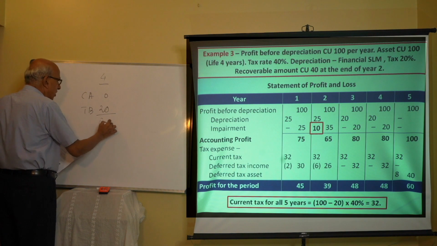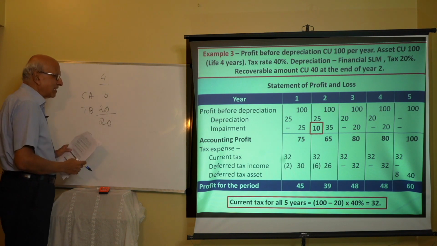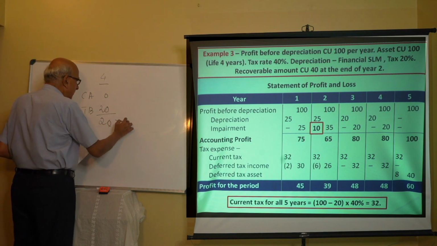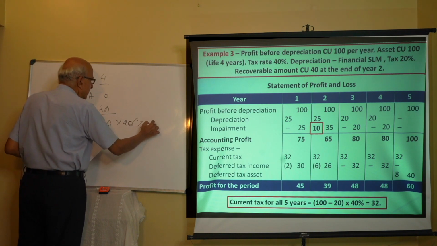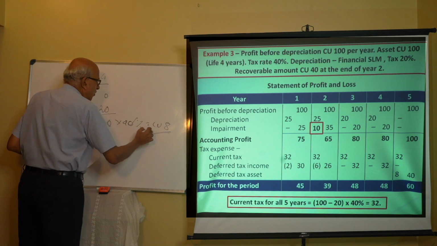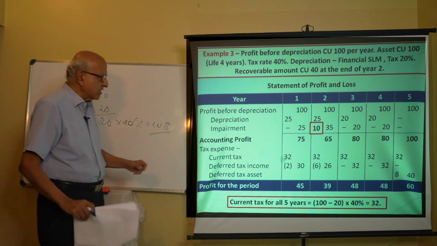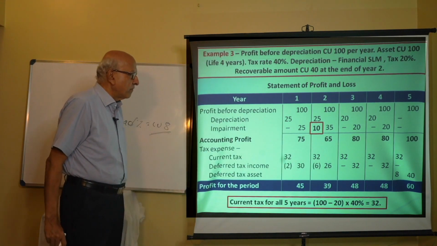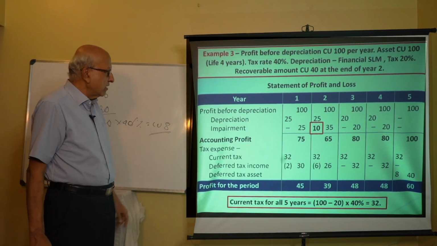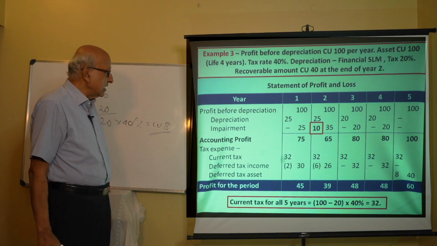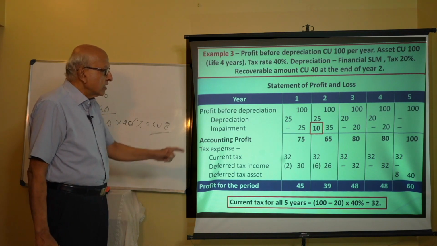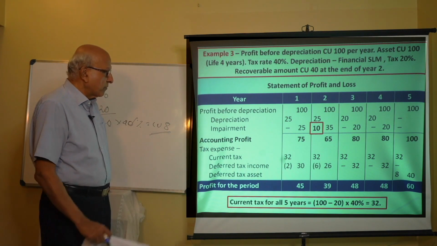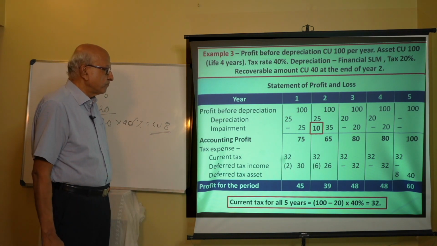So 20 is what? Tax base is more than the carrying amount, that is a deductible temporary difference. Same thing, 40%, and this is CU8. We already have 8. First year we created 6, second year 6. So nothing to do, you see, nothing has been done. So 100 rupees profit, 20 depreciation, accounting profit is 80, tax expense 32, which is 40% of 80. So profit for the period is 48.